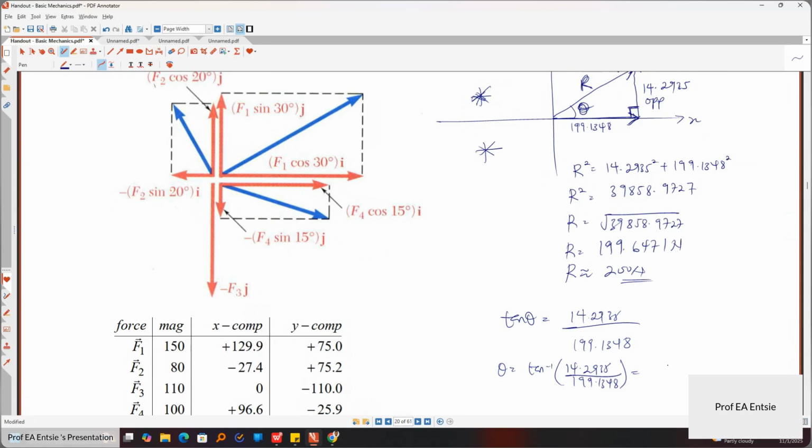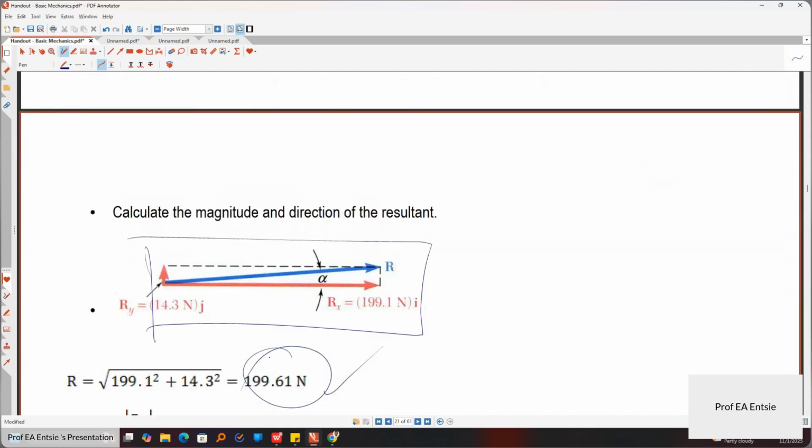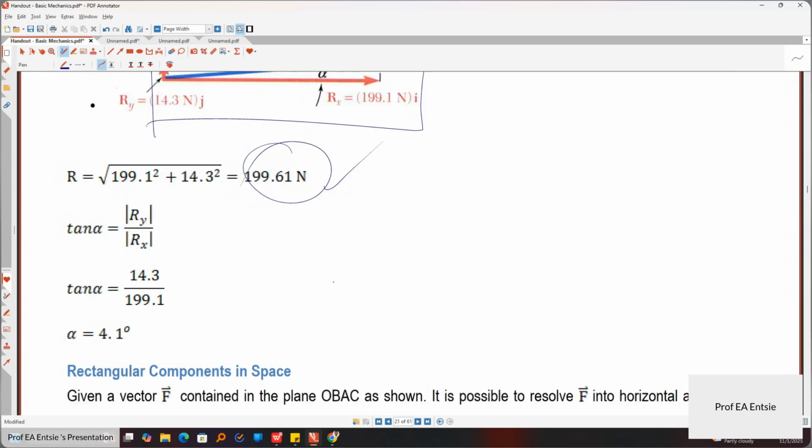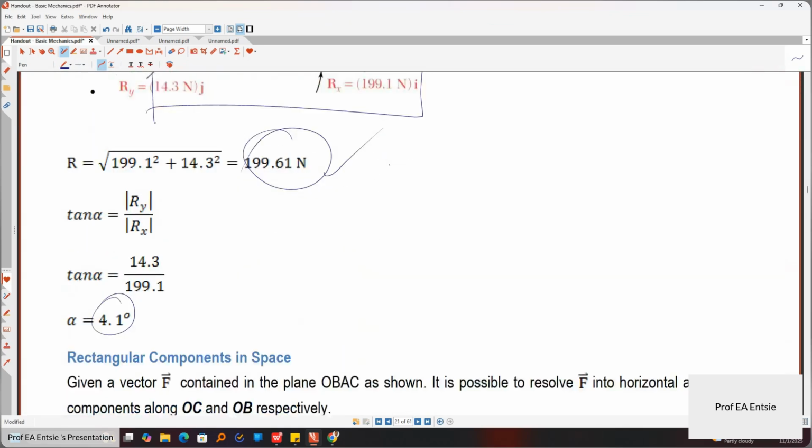You get a small number, 0.0717. So theta is equal to tan inverse of that. What is the tan inverse of 0.0717? That is 4.1 degrees. Yes, 4.1 degrees. That's a small angle. So that's the final solution of this.